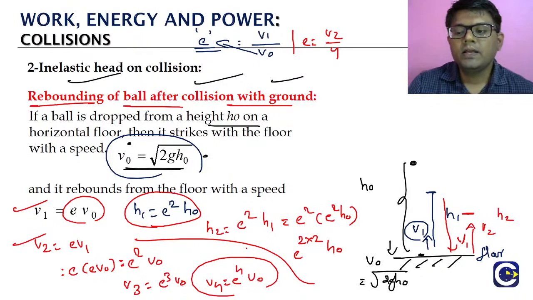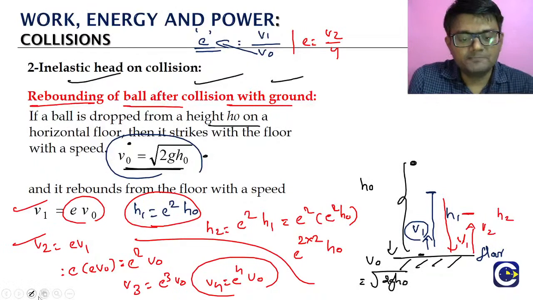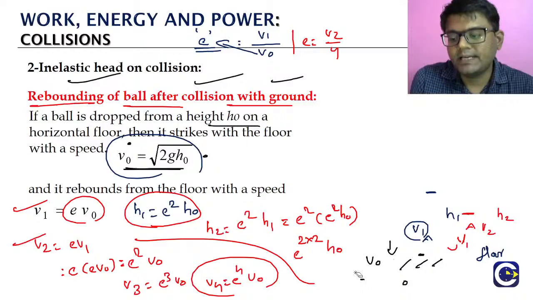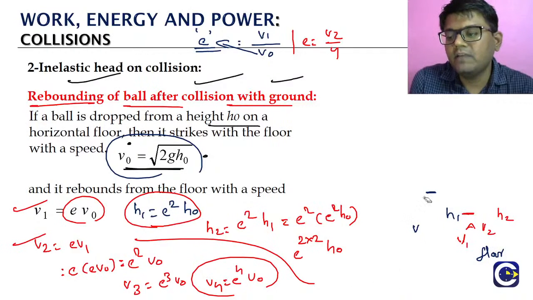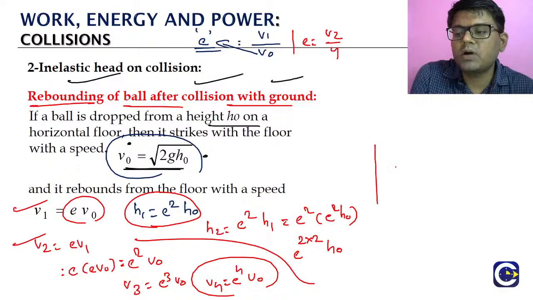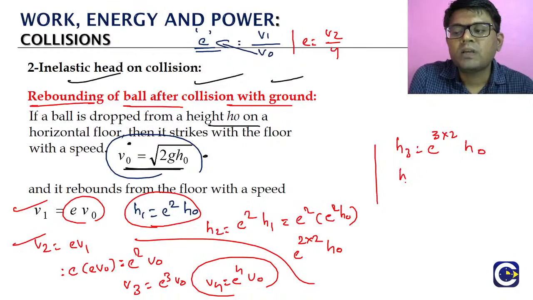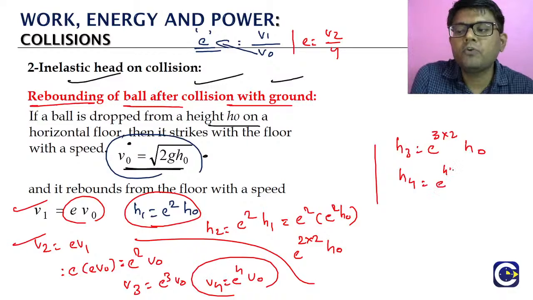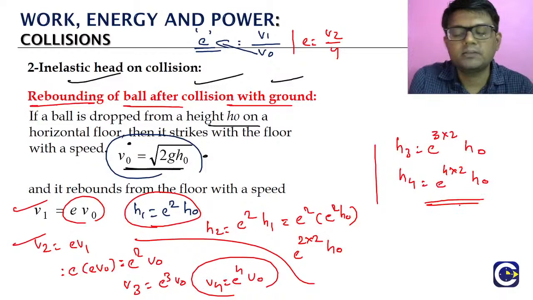Then after the third collision, how much height will it go? Same analogy, right? Look at the V3 value. V3 is equal to what? E cube into h naught. So this is h2. So h3 will be what? E power 3 into 2 into h naught. What about h4? E power 4 into 2 h naught.